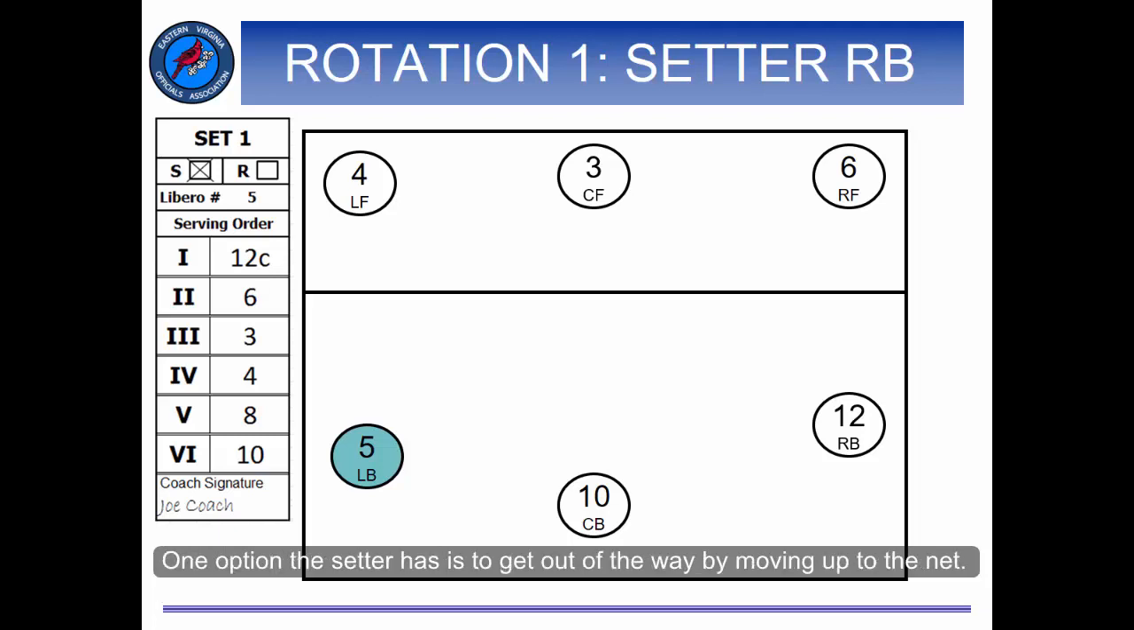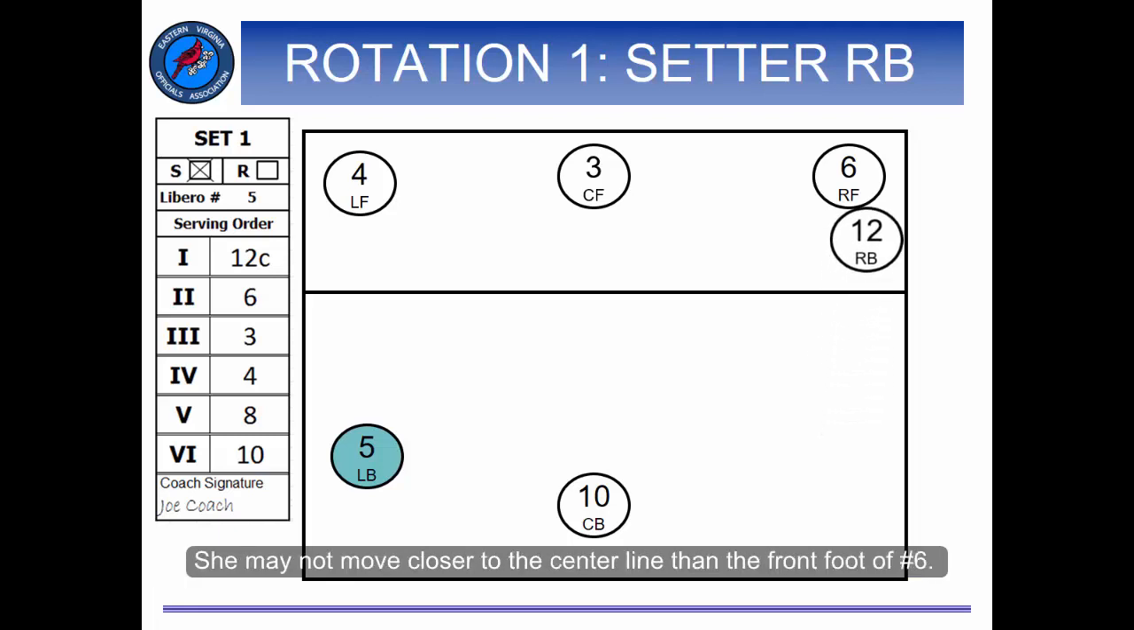One option the setter has is to get out of the way by moving up to the net. She may not move closer to the center line than the front foot of number 6. This leaves a gap on the floor, and other players will move to fill in the gap.